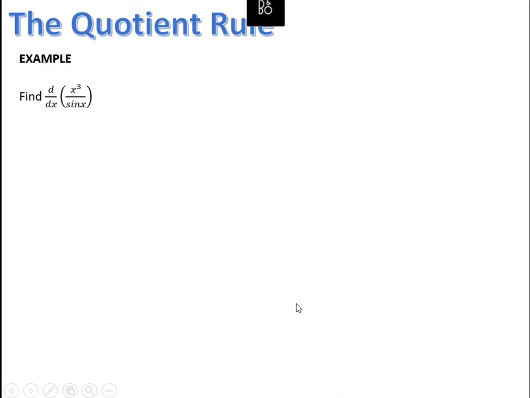So the first one again, I'm just going through the different ways it can be written. We're trying to find d by dx, so we're trying to find the derivative of this function. It's not dy by dx because there's no y given for the function. So just look out for the different ways that can be written. But this is x cubed divided by sine x. We're going to try and differentiate the whole thing.